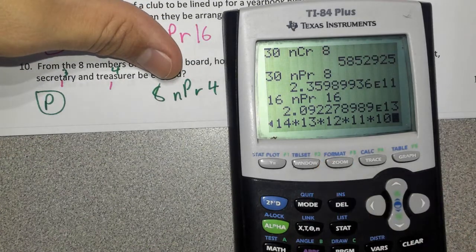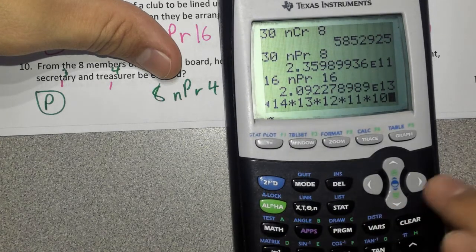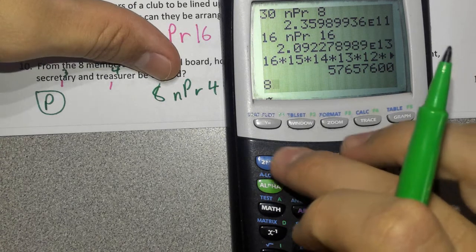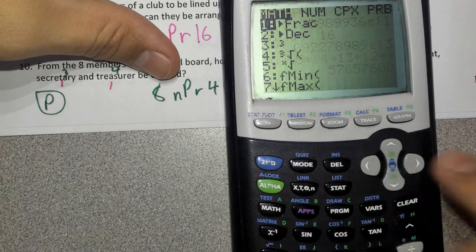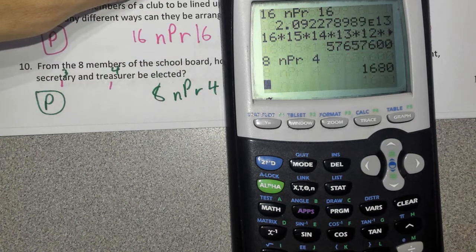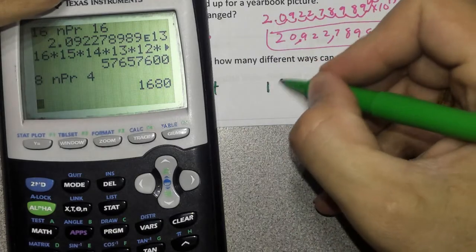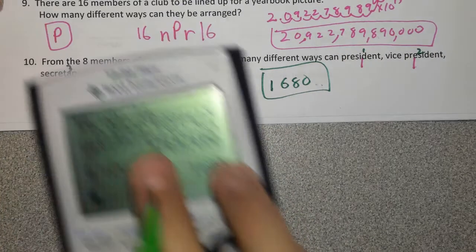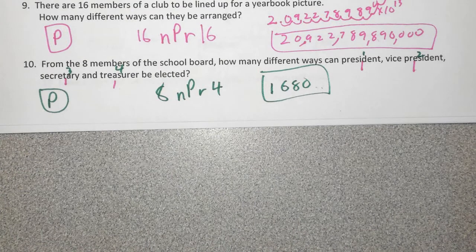Let's go ahead and plug that in. Go ahead and multiply that. We do 8, math, permutation, and it is 4 of them. So we have 1,680 different combinations for those positions.